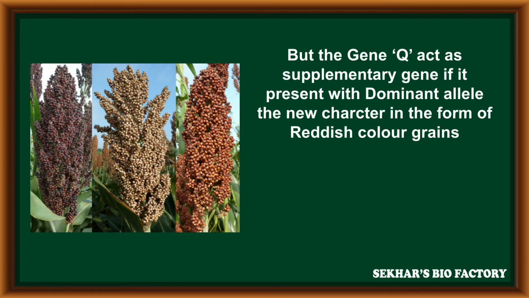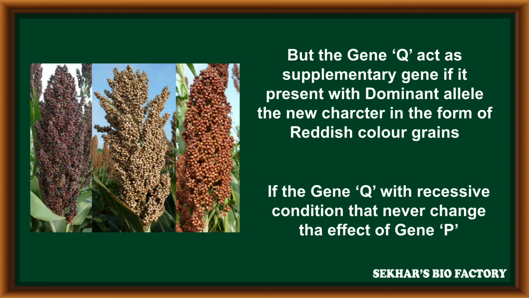But there is one more gene, called gene Q. It acts as a supplementary gene. If it is present with the dominant allele, a new or third phenotypic character is expressed in the form of reddish color grains. It is due to supplementary gene interaction. If gene Q is in the recessive condition, it never changes the effect of gene P. These are the supplementary genes.